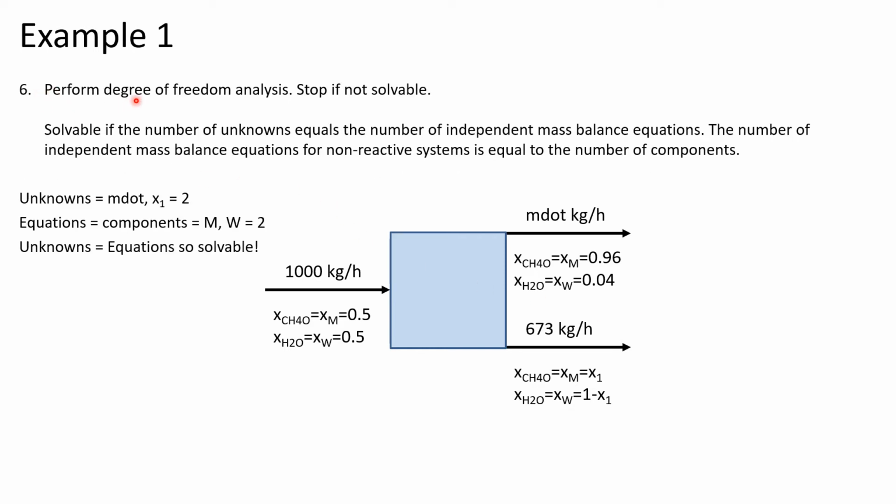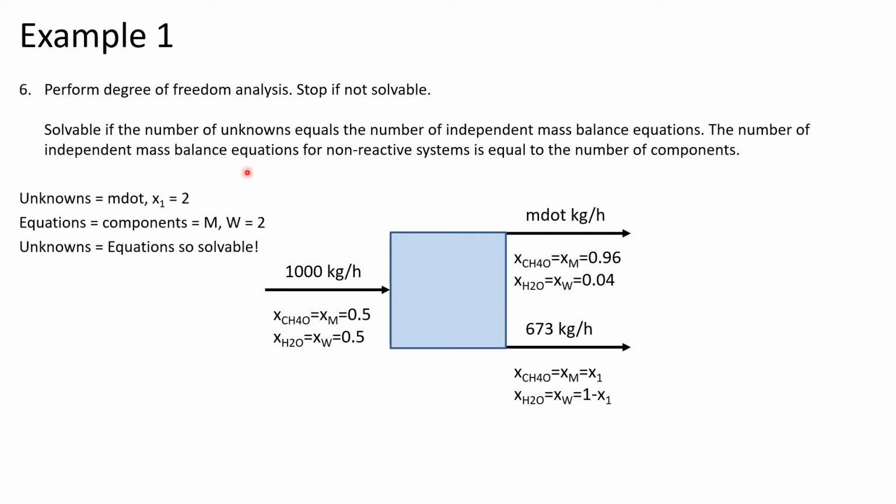The next step is to perform a degree of freedom analysis. And if we determine the problem is not solvable, we're done. We can't solve it. To perform a degree of freedom analysis and determine if the problem is solvable, what we need to do is, first of all, count the number of unknowns. Because the problem is solvable if the number of unknowns equals the number of independent mass balance equations. To determine the number of independent mass balance equations, all we have to do is count the number of components. The number of independent mass balance equations for a non-reactive system is just equal to the number of components.